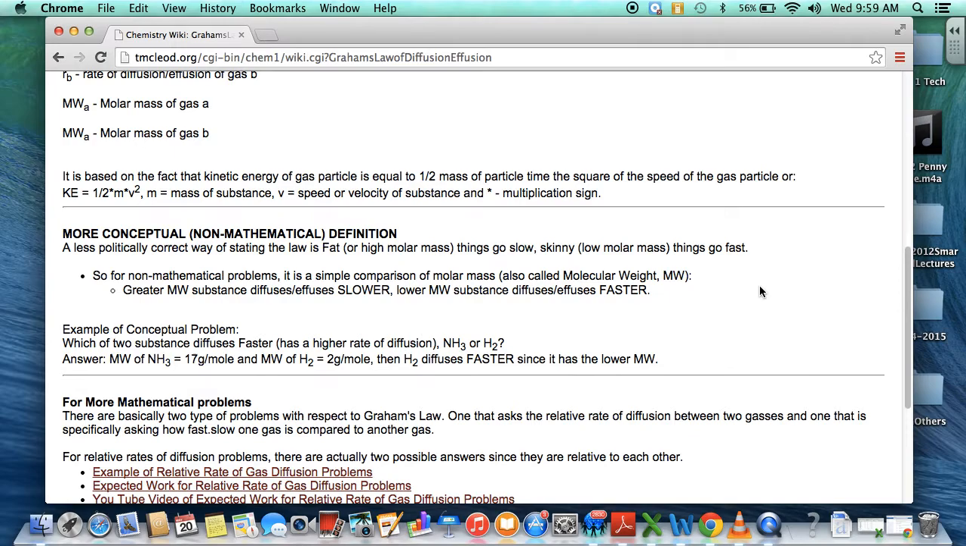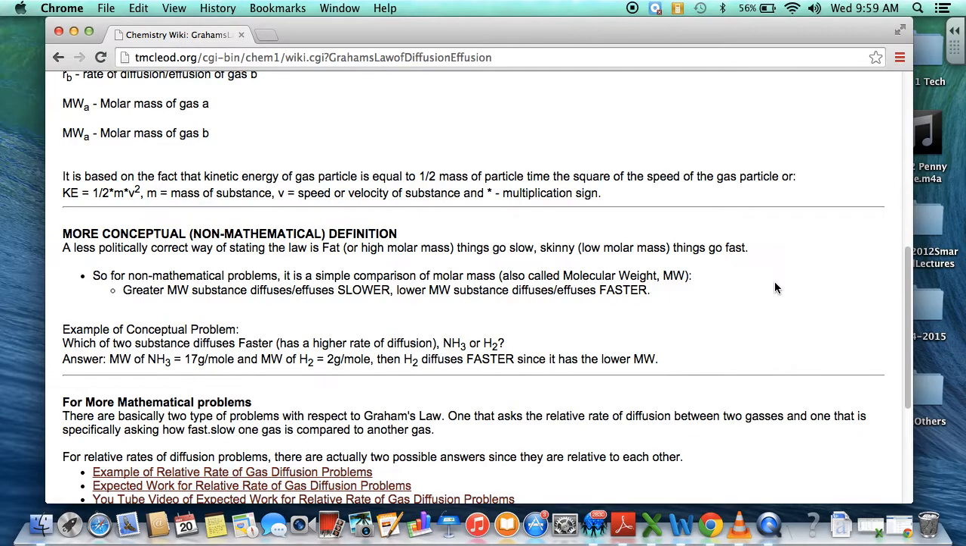Then I give you an example. Which of the two substances diffuses faster? NH3, which is ammonia, or H2. The molecular weight of NH3 is 17 grams per mole. The molecular weight of H2 is 2 grams per mole. So therefore, if you're looking for the faster, the higher rate of diffusion, you look for the lower molecular weight one, which is H2. Then H2 diffuses faster than NH3 since it has a lower molecular weight. And those questions you can answer without actually doing any real math.